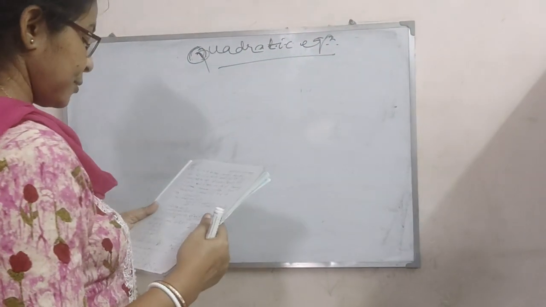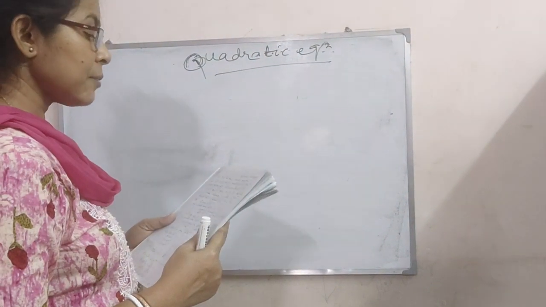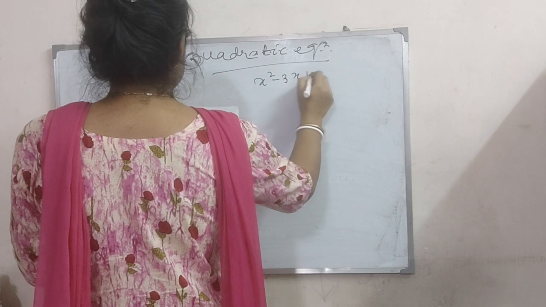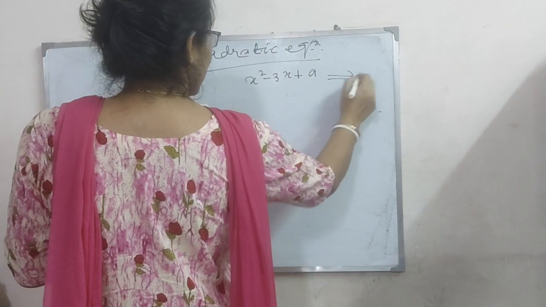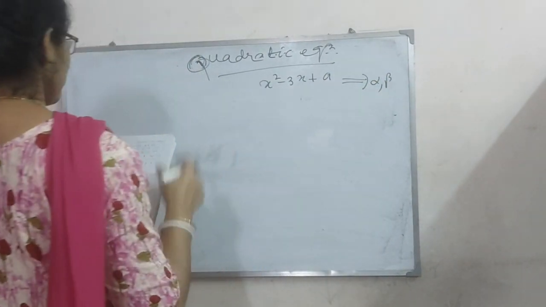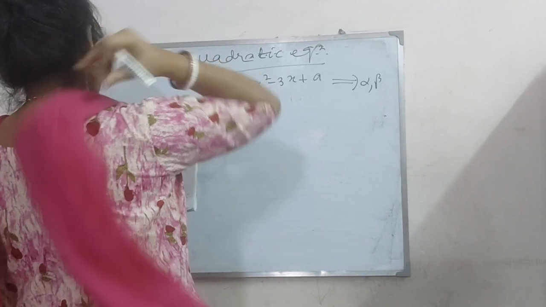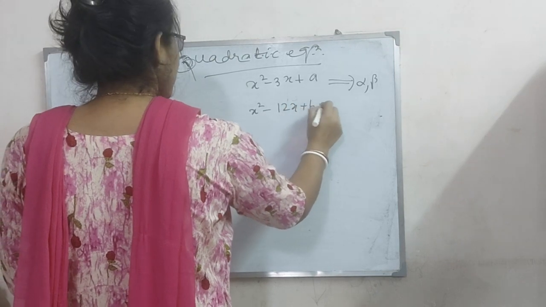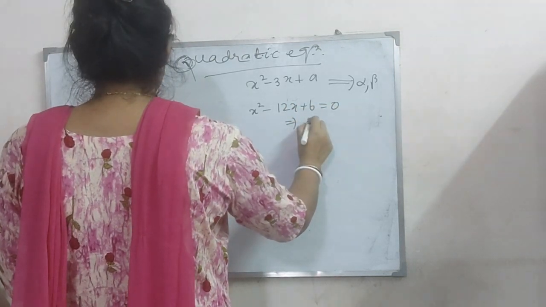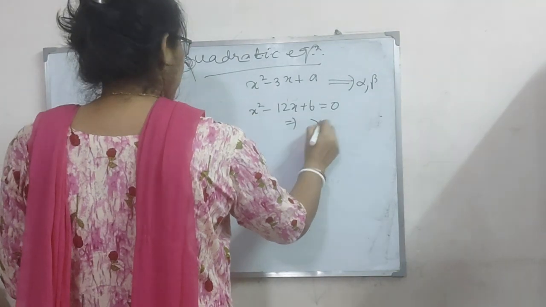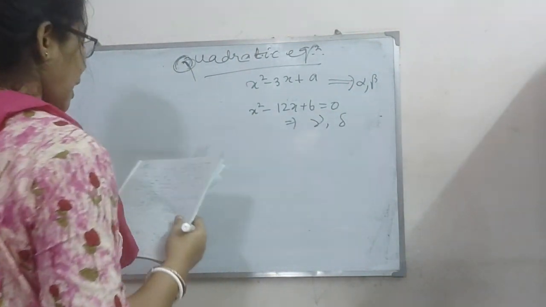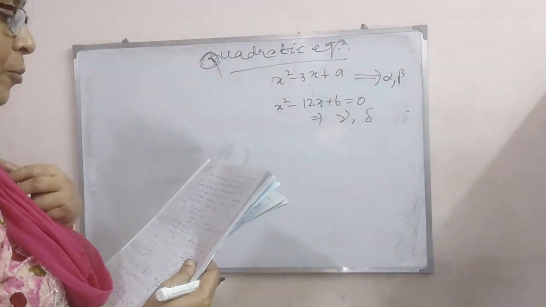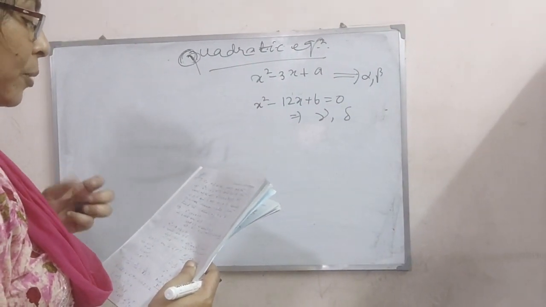This is the 8th video. If alpha and beta are the roots of the equation x square minus 3x plus a equal to 0, and the second equation is x square minus 12x plus b equal to 0, whose roots are gamma and delta. If alpha, beta, gamma, delta are in GP having positive common ratio, then find the values of a and b.